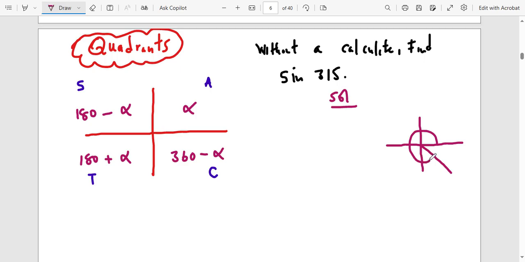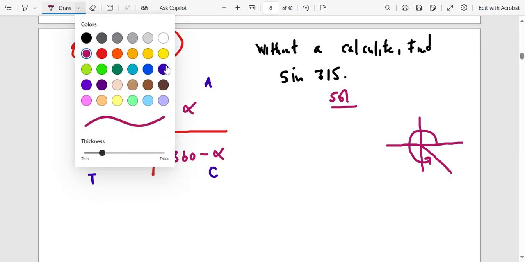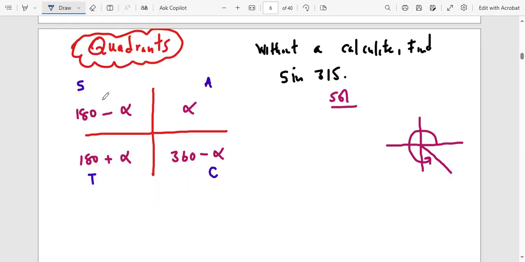So this is 315. Now what you need to know is you always need to find the acute angle related to the angle that you've been given. What do I mean? This is going to be the acute angle related to the angle that I've been given. So all you do is say 360 minus 315. What is it going to give us? 45. So this is the angle that I'm interested in.